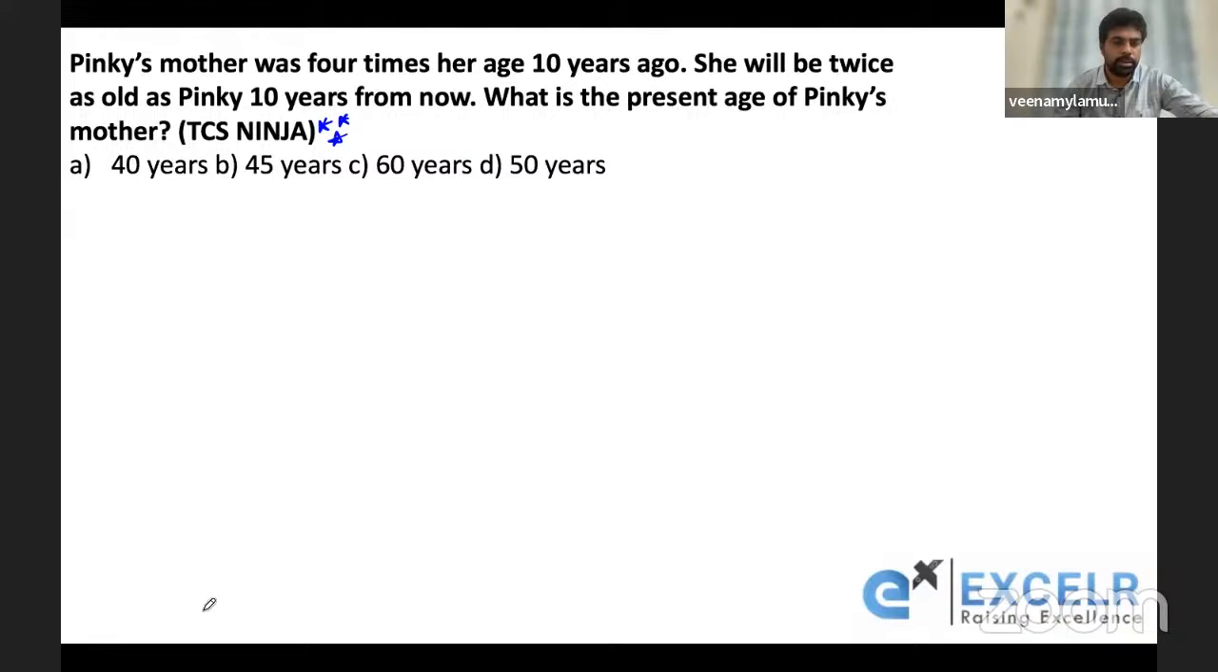Pinky's mother was 4 times her age 10 years ago. She will be twice as old as Pinky 10 years from now. What is the present age of Pinky? So Venkata Sai 50, Ashish 60.